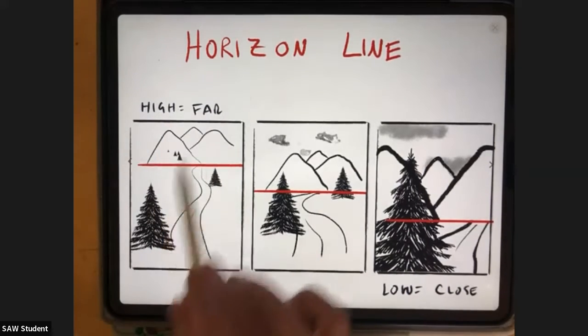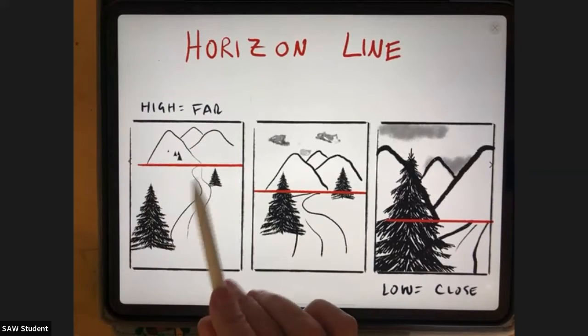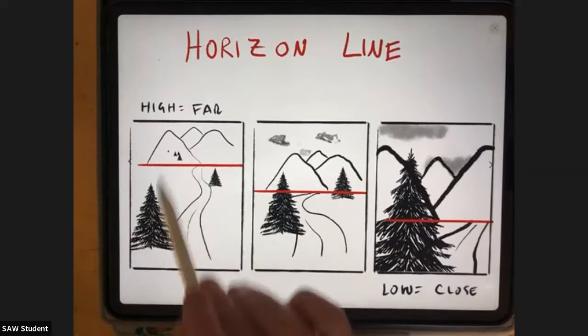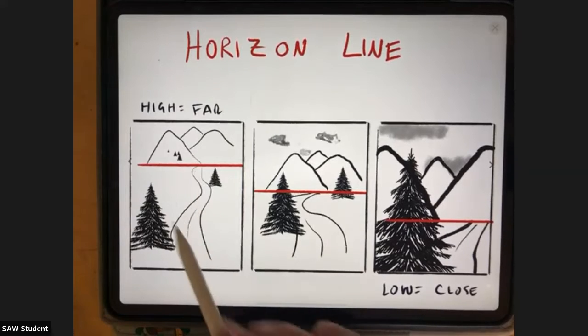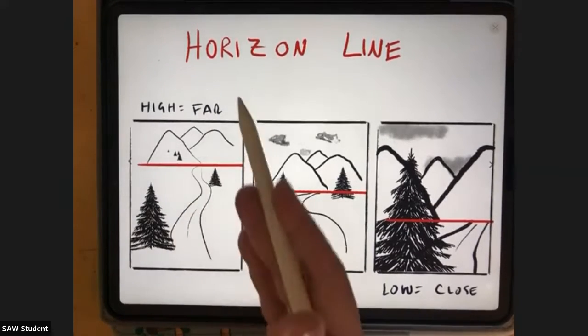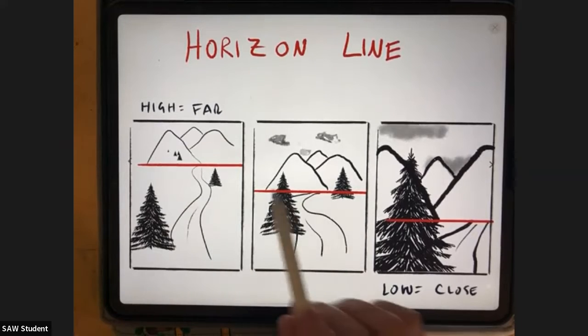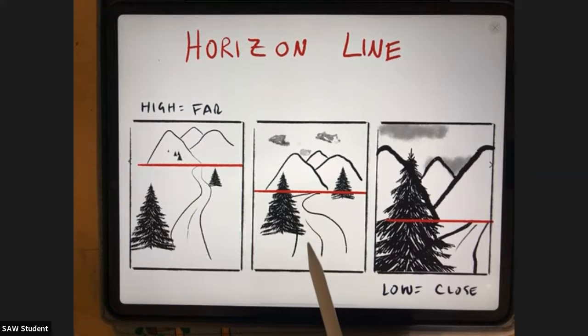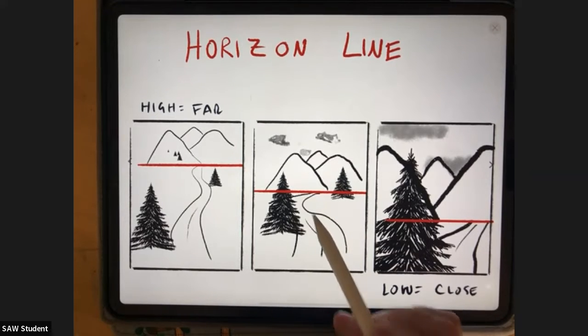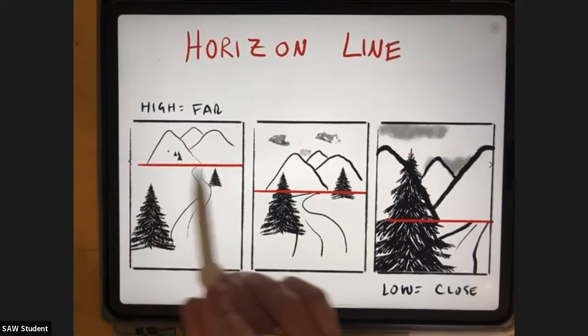So when the horizon line is high up in the drawing, things look far away, just in general. It looks like we're standing back from the scene. We can see a lot of it, and it looks like the mountains are pretty far away. When the horizon line is in the middle, you start to enter into the drawing a little bit. Everything seems closer. It's lower down on the page, and it's bigger.